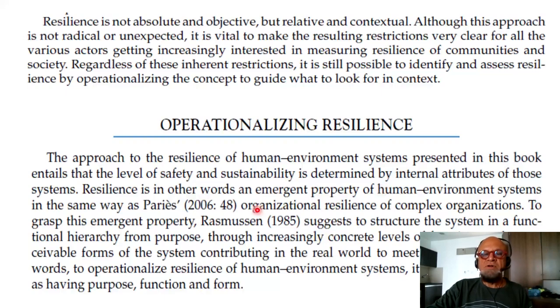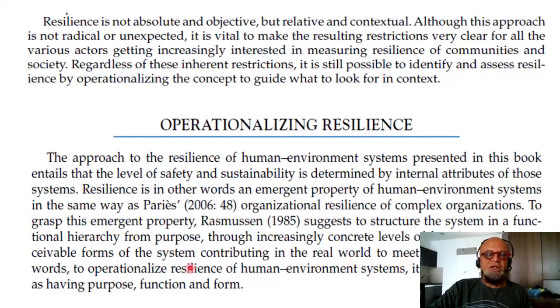Resilience is, in other words, an emergent property of human environment systems, in the same way as organizational resilience of complex organizations. It's a framework from that paper. To grasp this emergent property, Rasmussen suggests to structure the system in a functional hierarchy from purpose through increasingly concrete levels of function to the perceivable forms of the system contributing in the real world to meet its purpose. So not just a theoretical concept, but applicable, pragmatic, practical.